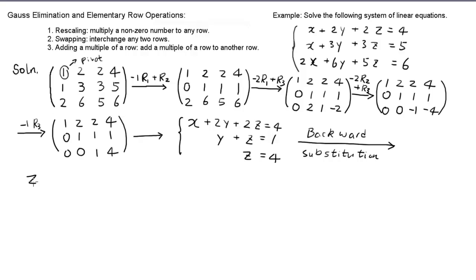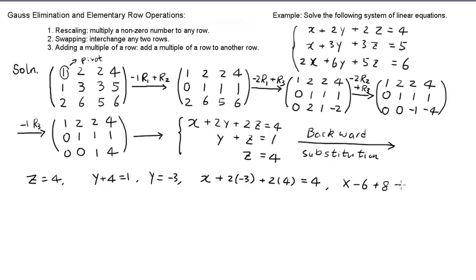So we see z is equal to 4. Because z is equal to 4, y plus 4 is equal to 1, then y is equal to negative 3. The first equation is longer, so we use one more step. So this is going to be x plus 2 times negative 3, plug it in, and then 2 times 4, and this is equal to 4. It means we have x minus 6 plus 8 is equal to 4. And from here, we have x is equal to 2.